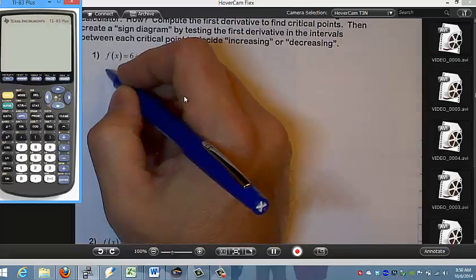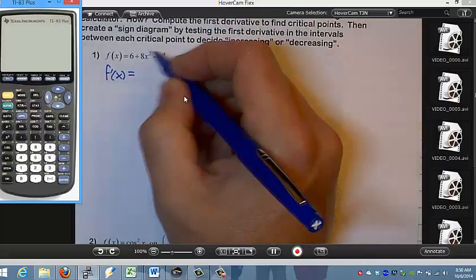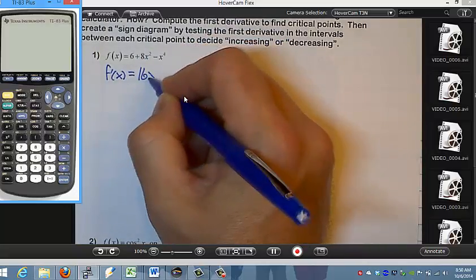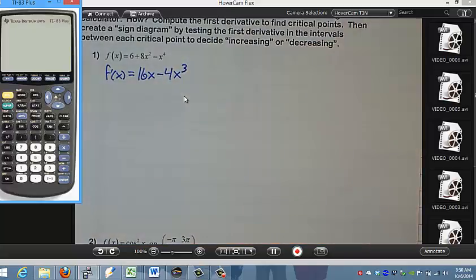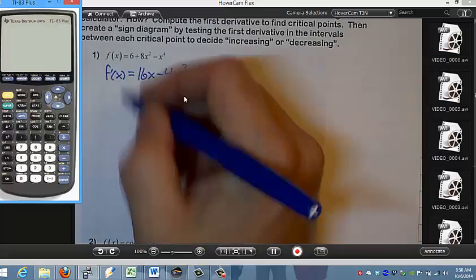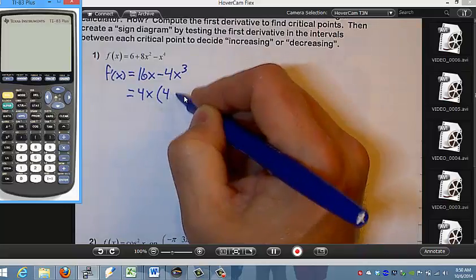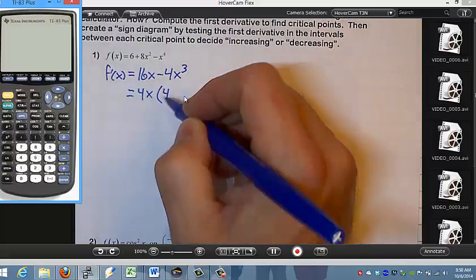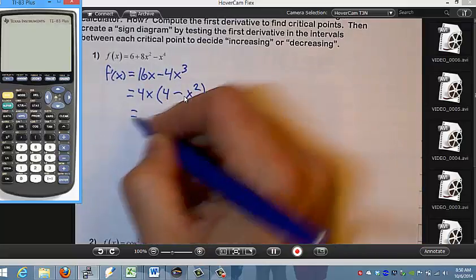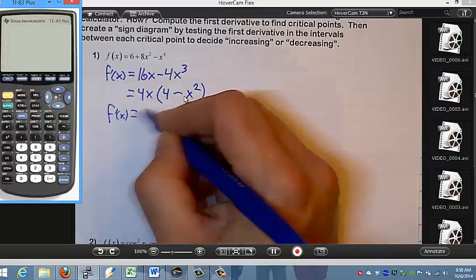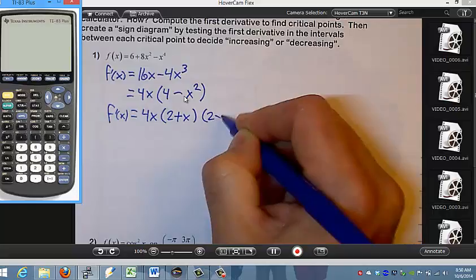I'm on a deserted island. Okay, so f prime of x. All you have is a basic pocket calculator. That's right. So here I have 16x minus 4x cubed. That's the derivative. And so you all factored that by taking out the 4x, and you got 4 minus x squared, because 4x times 4 is 16x. And then you said, ha, that's a difference of squares. So f prime of x is 4x times 2 plus x times 2 minus x.